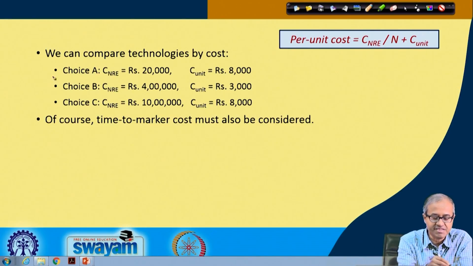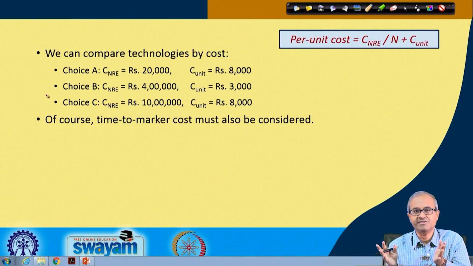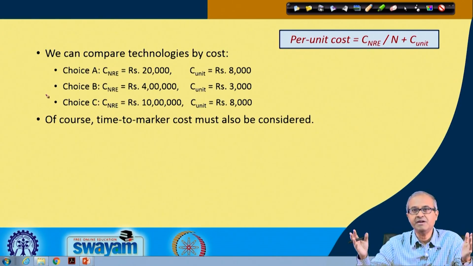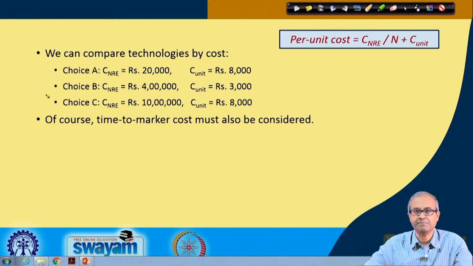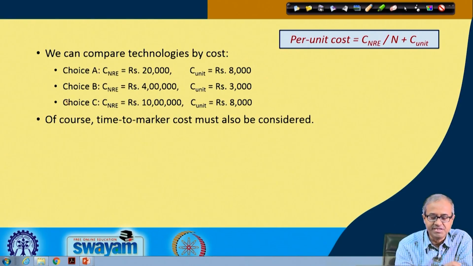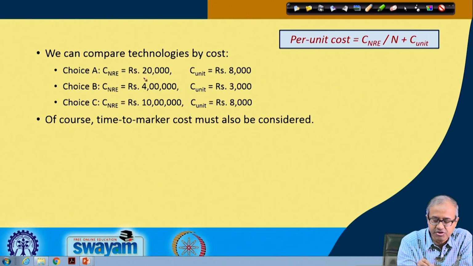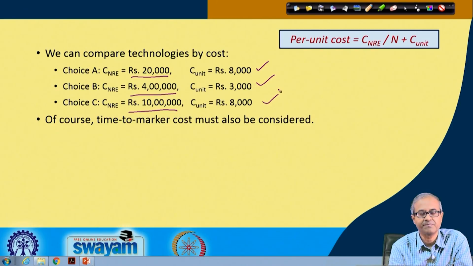Suppose you have several choices. To manufacture a product, there are several different kinds of equipment you can purchase, and the initial costs of the equipment are also quite different. Suppose you have three choices. For the first choice, the non-recurring cost is 20,000, second one 4 lakhs, third one 10 lakhs, and the unit cost for the three cases comes to this, this and this.